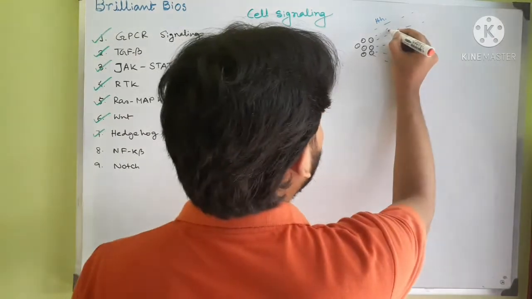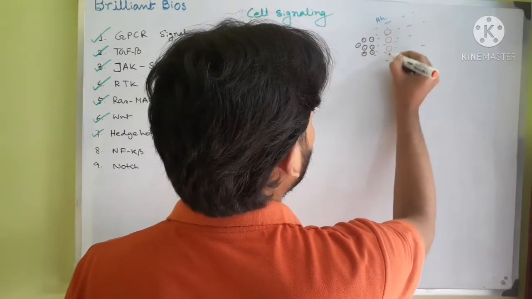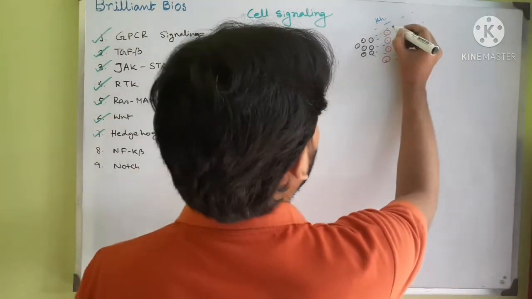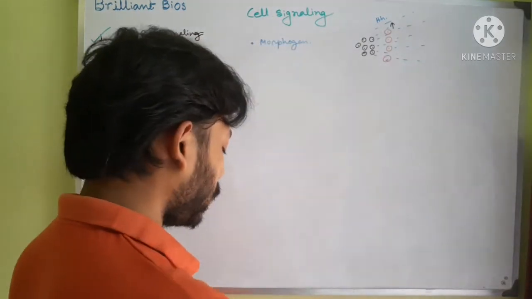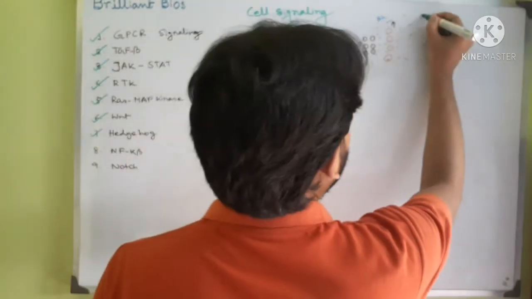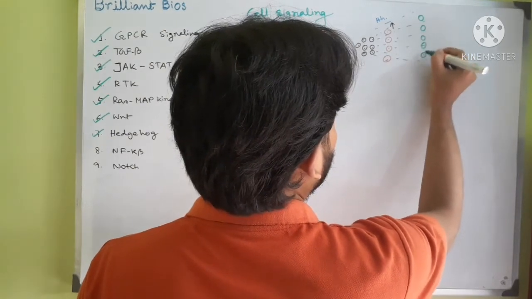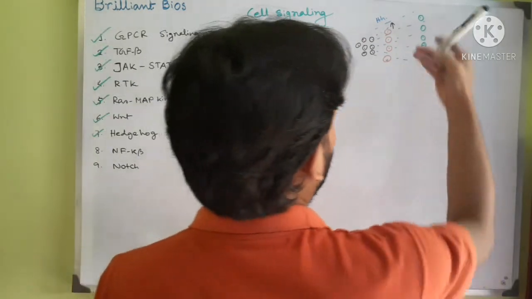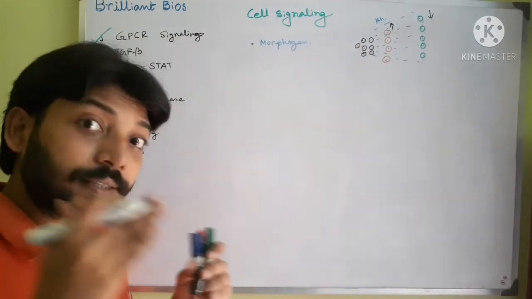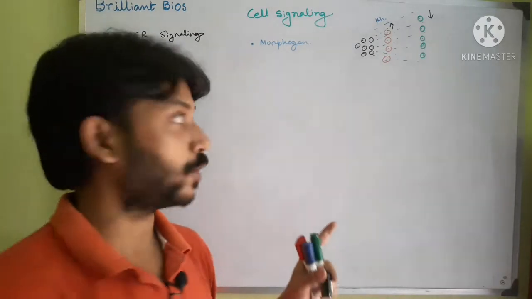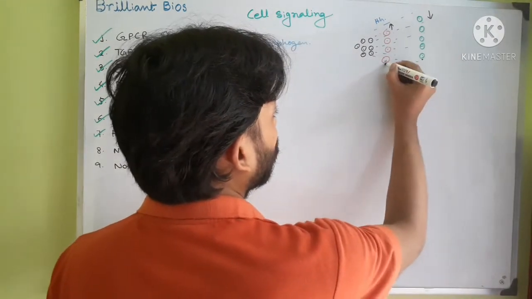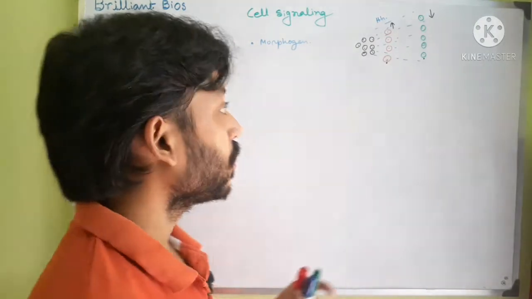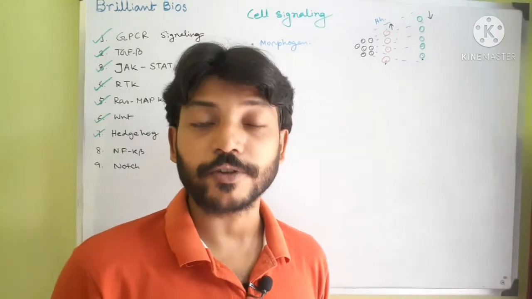Those cells that are present very close to the source receive a high concentration of this hedgehog. And let's suppose these are cells that are distant from the source. They receive a smaller amount of hedgehog protein. It is the concentration, not the molecules, because these cells are also receiving hedgehog. But as the concentration differs, they develop different cell fates during development.